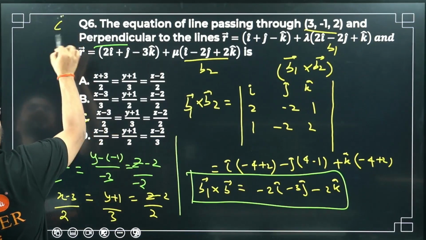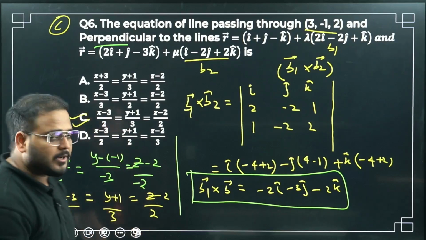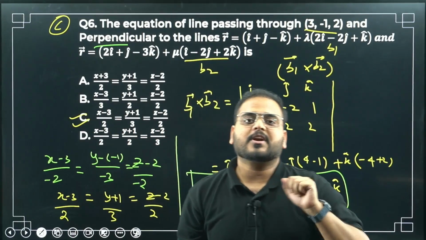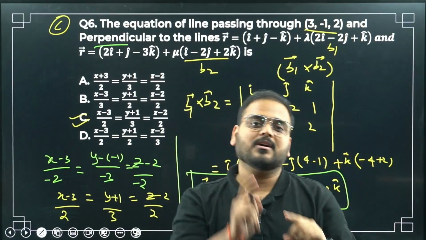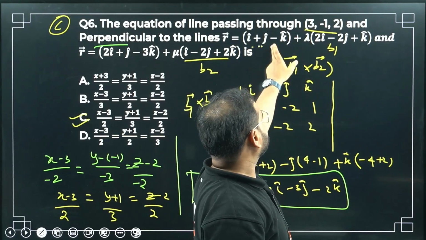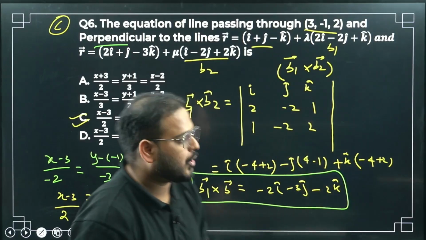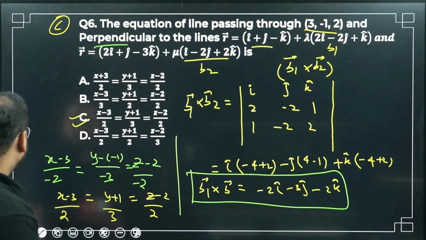So option number C looks right. Please check. I'll just cross check once again. X minus 3 by 2, y plus 1 by 3, z minus 2 by 2. Correct? So the option is right. How did we get the idea to do the vector product? Because of this conclusion: a perpendicular line to both the given lines. This is the vector form of a line going through this point and in the direction of this vector. Correct? Have a look. I hope this is visible to you. I hope you understood this.